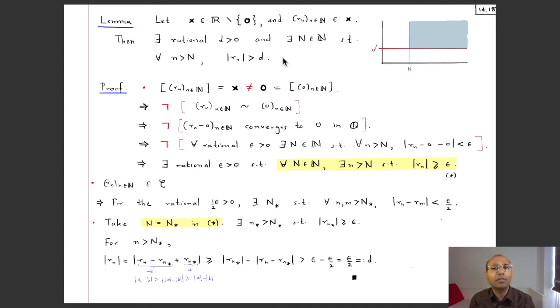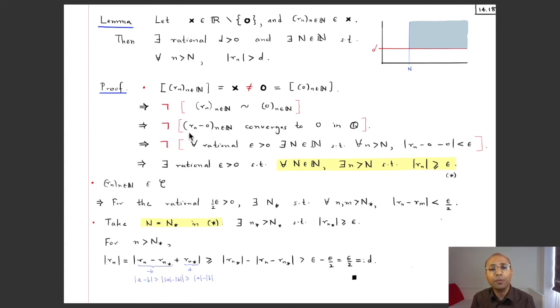We know that x is not equal to 0, and since (Rn) belongs to x, we know that x is the equivalence class containing this (Rn). And 0, recall, is the equivalence class containing the constant sequence with all terms equal to 0. So we know that this equivalence class is not equal to this equivalence class. In other words, it's not the case that (Rn) is related to 0. So it's not the case that Rn minus 0 converges in Q to 0.